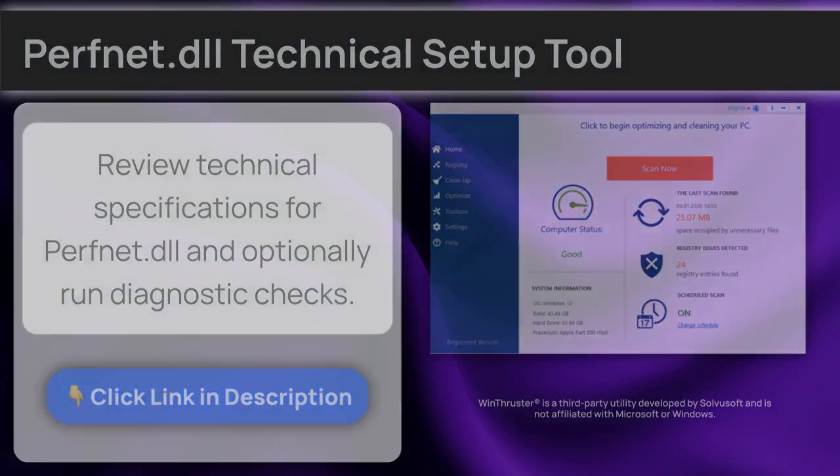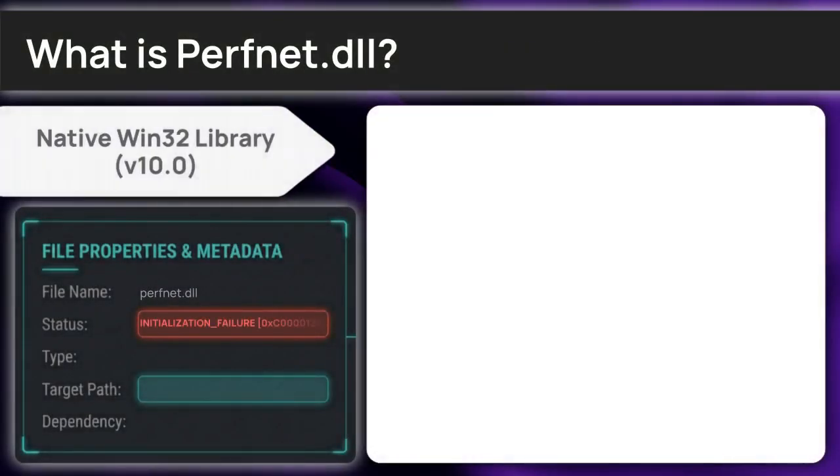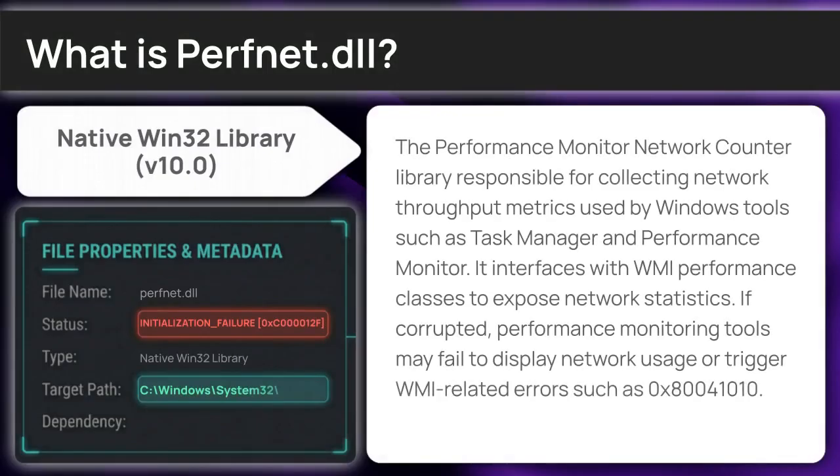This is the Performance Network Library, the Performance Monitor Network Counter Library responsible for collecting network throughput metrics used by Windows tools such as Task Manager and Performance Monitor. It interfaces with WMI performance classes to expose network statistics. If corrupted, performance monitoring tools may fail to display network usage or trigger WMI-related errors, such as 0x804.10. With the why out of the way, let's focus on getting you running again.